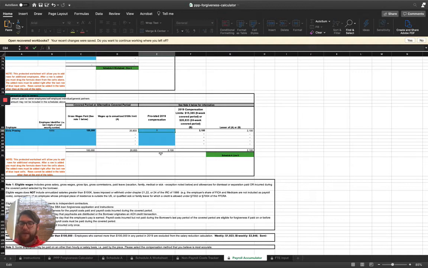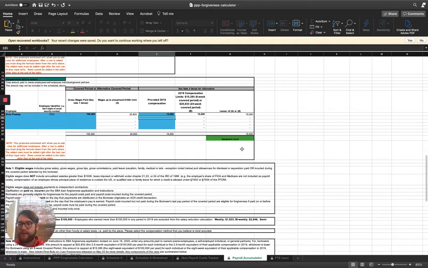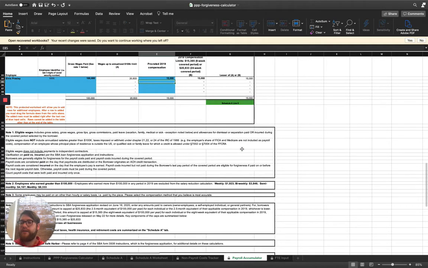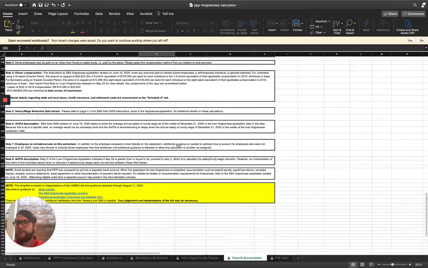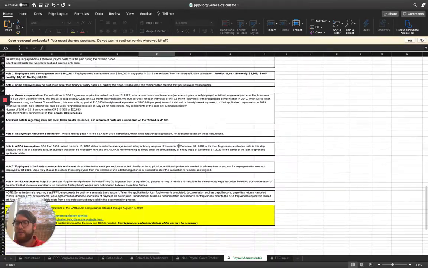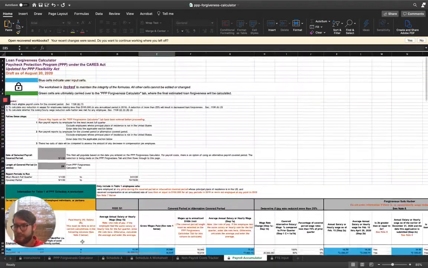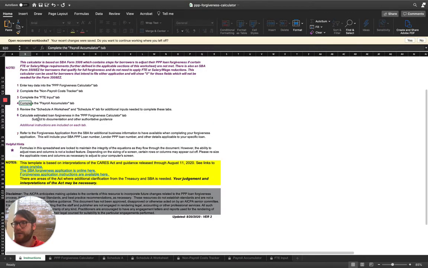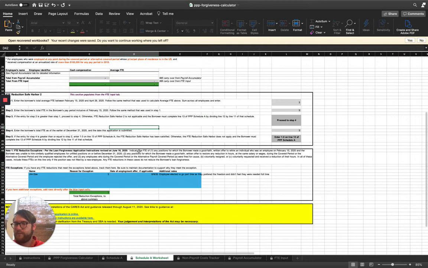But if last year, instead of getting paid $20,833 because you were getting $100,000 a year, you only would have gotten paid $15,000, that is all that's able to be forgiven there. So keep that in mind. Down here, we do have a bunch of different notes if you want to read more into everything. Then we're going to come back here and review the Schedule A worksheet and Schedule A tab for any other input. So we'll start with Schedule A.